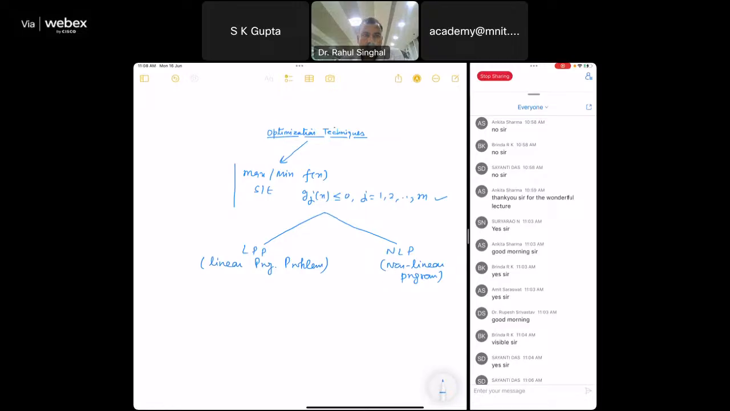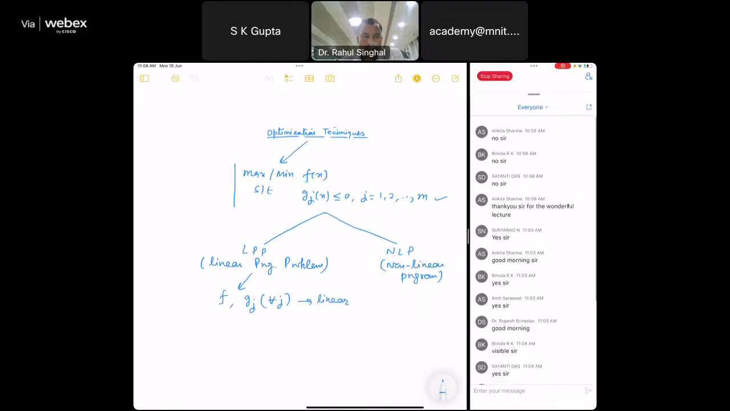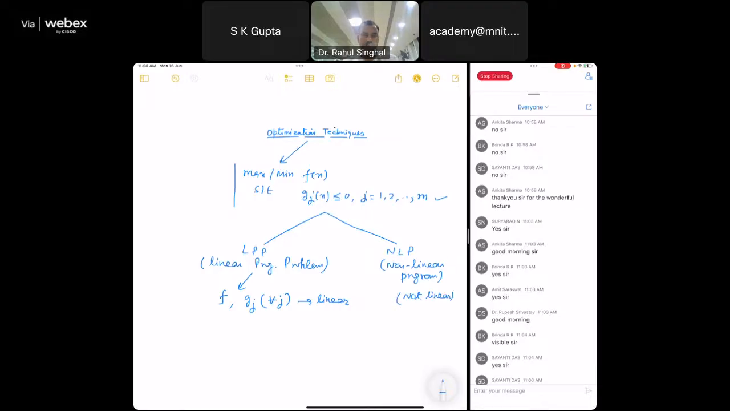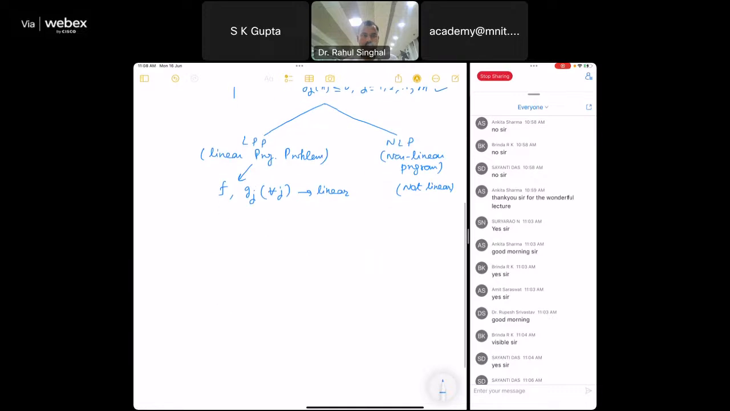What does a linear programming problem mean? It means the objective function f as well as all constraints g_j, for all j, are linear. If all are linear, we say it's a linear programming problem. If it is not linear, that is non-linear, meaning either the objective function or at least one of the constraints is non-linear, then we say it is a non-linear programming problem. Now, how can we formulate a linear programming problem in general?